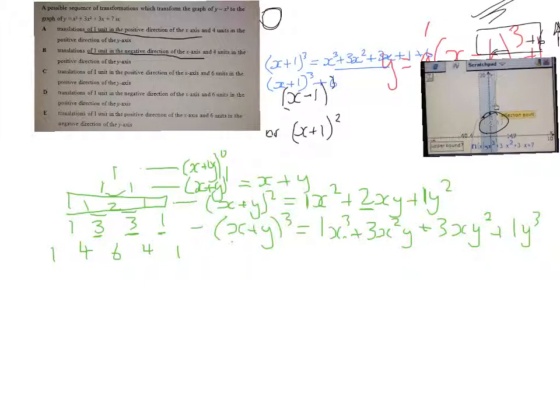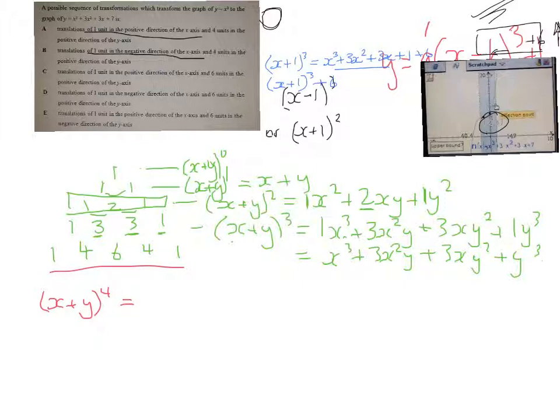And I'll just get rid of those 1 coefficients, so that would mean that (x + y) cubed is x cubed + 3x squared y + 3x y squared + y cubed. Okay, and I'll also go through showing you how this 1, 4, 6, 4, 1 works. That might be represented by (x + y) to the power of 4.